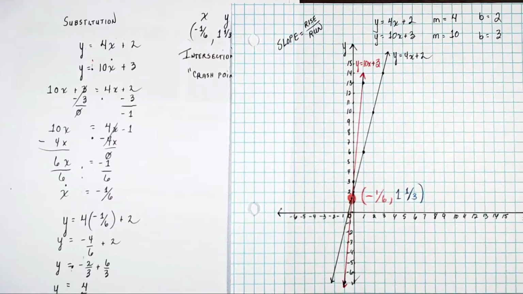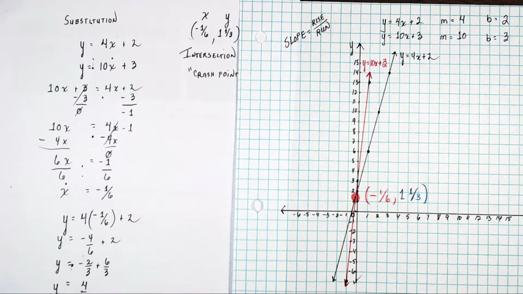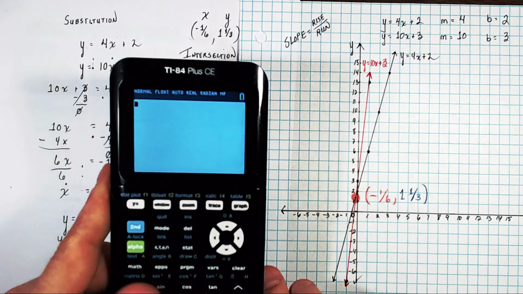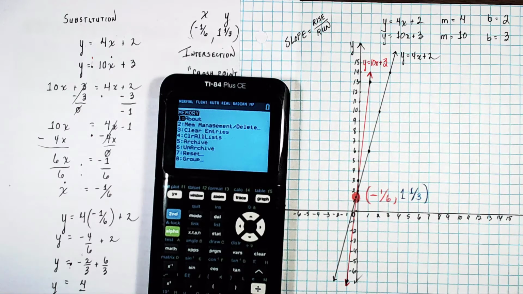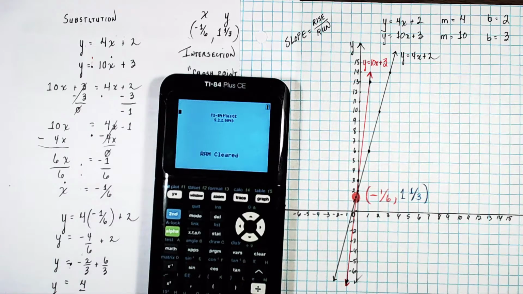Okay, so let's double check this with a calculator, and I will show you how to do this on the calculator as well, right? So let me turn on my calculator, and I'll just put it center screen. First, I'm going to clear the memory. It's important to clear the memory so we don't have any extraneous data left over in our lists or tables.